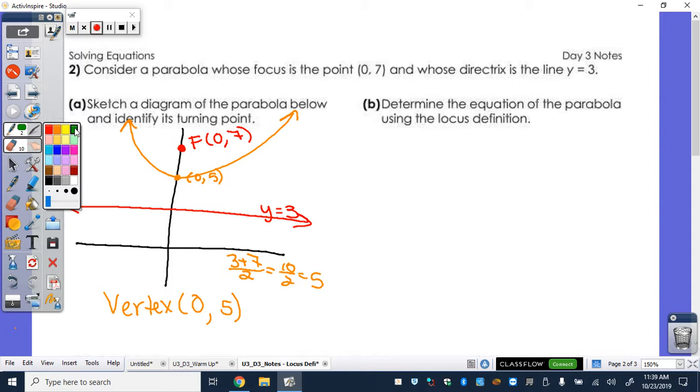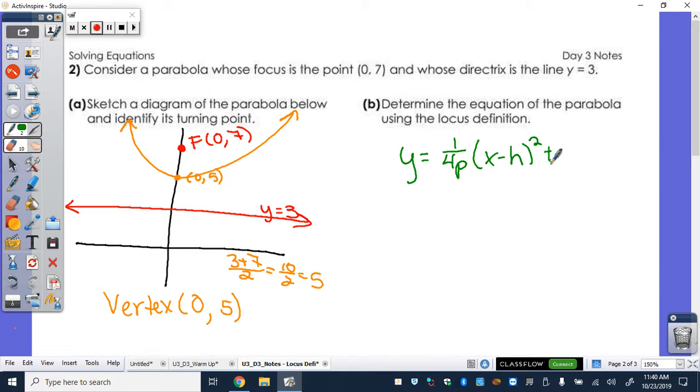So then B, determine the equation of the parabola using the locus definition. So the one that I have seen used most often would be this one: y equals 1 over 4p times (x minus h) squared plus k. Because what does that look like? It's very similar to vertex form. So that's why that tends to be the one that they use a little bit more often than the other formula on the front page. So that's the one that I like to practice using.